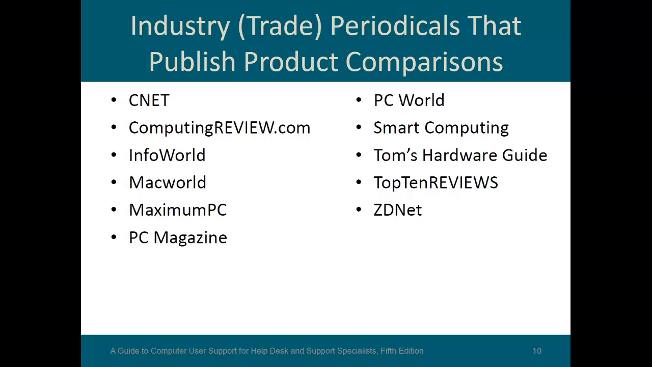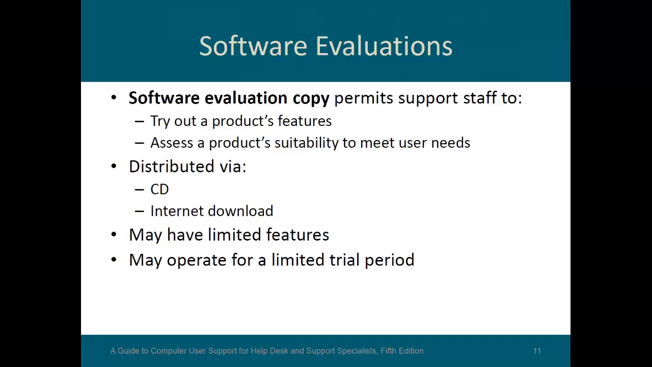For instance, CNET has download.com as one of the biggest, but unfortunately they also bundle in a lot of spyware and other garbage software that you end up having to avoid. Software evaluations permit support staff to try out a product's features and assess a product's suitability to meet user demands, distributed via CD or internet download. CD has given way to DVD, and DVD is eventually giving way to internet downloads. May have limited features, may operate for a limited trial period.